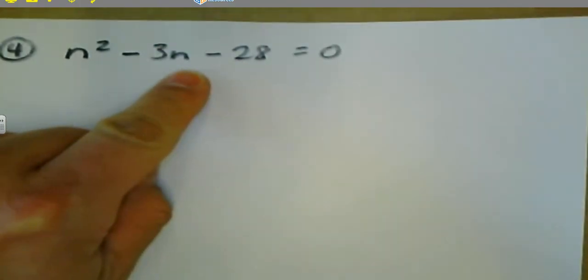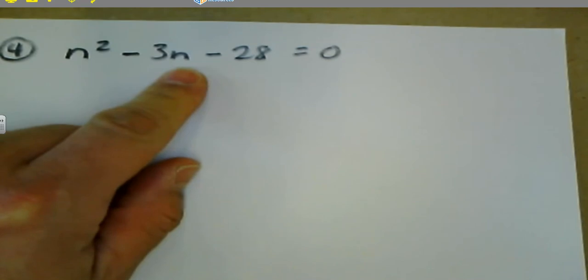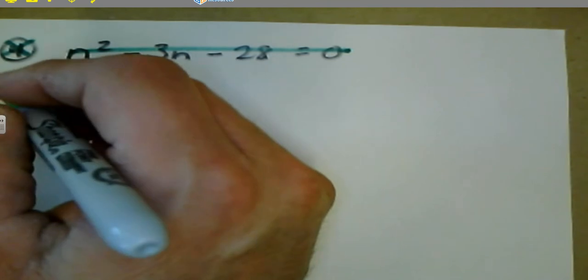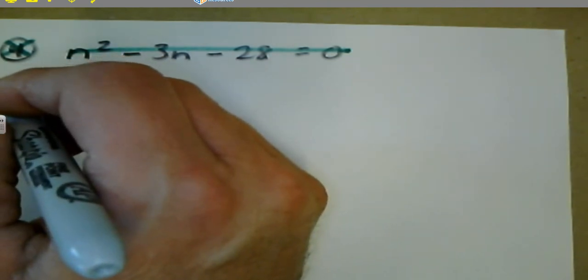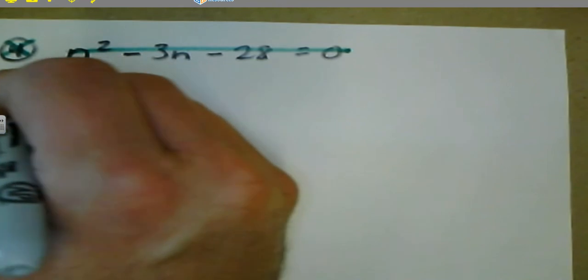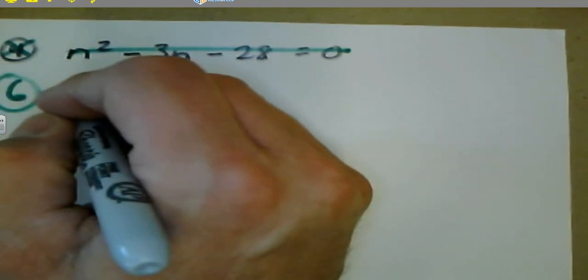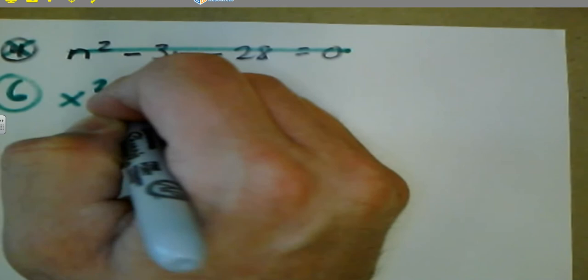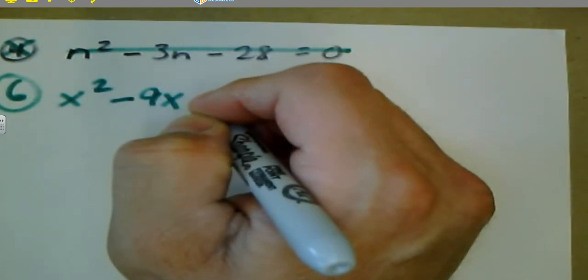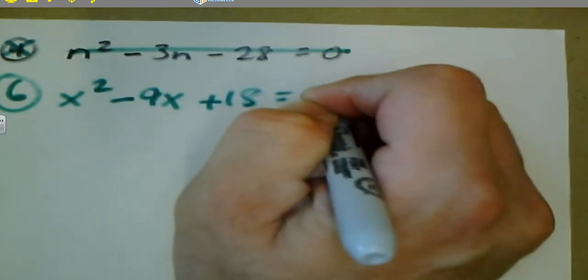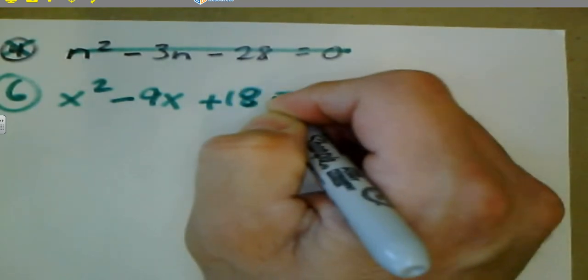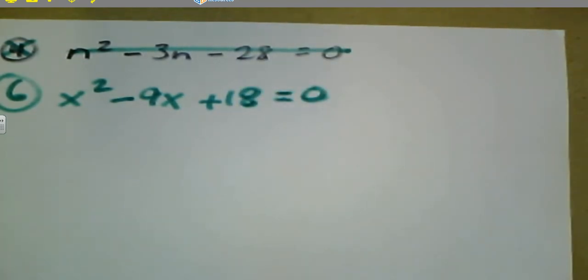Hopefully you guys at home are paying attention, because if you call and ask me, I'm not going to do this one. I want to do one that has the positives on it. So I'm going to scratch this one off. I'm not doing 4. Let's do number 6: x squared minus 9x plus 18 equals 0. So that's the one we're going to do.